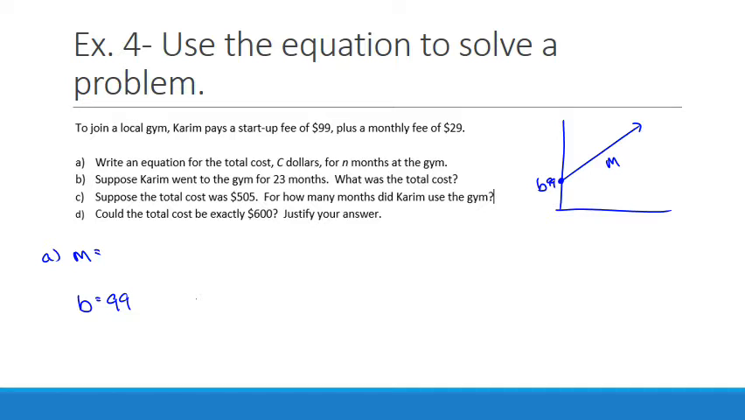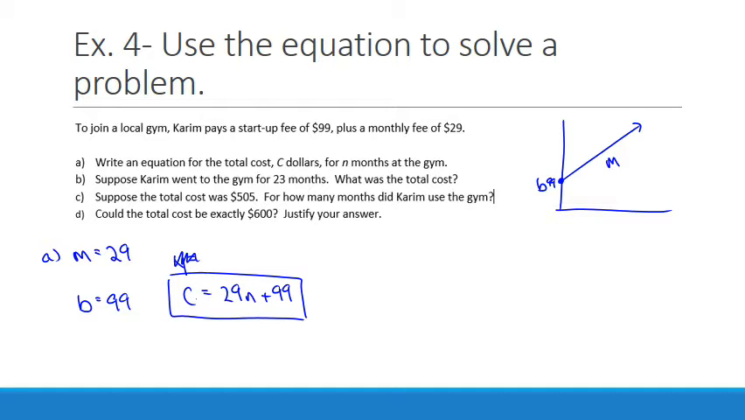And then as time goes on, you're going to be paying an additional $29 every month. So our rate of change would be $29 per month. Remember, slope, rate of change, same idea. So now that I have that, I wrote y. I don't need to have y. It says to use c for dollars and n for months. So the total cost will be c is equal to $29 per month, n is months in this problem, plus your $99 startup fee. So this equation would give us the line in the graph.